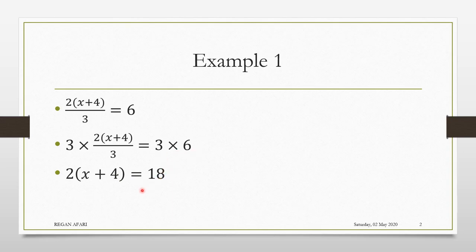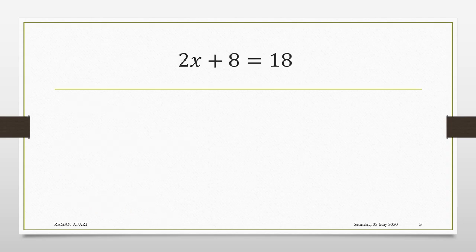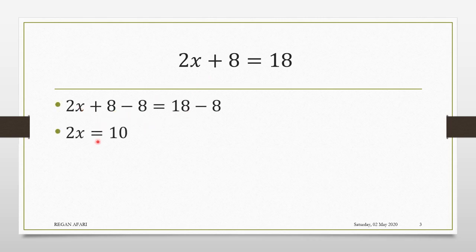Now we want to expand this bracket. So we get 2x, then 2 times 4, 8, is equal to 18. Now we subtract 8 from both sides. Then we get 2x is equal to 10, right? That means that x is what? Is 5. Very, very simple. Let's look at another question.